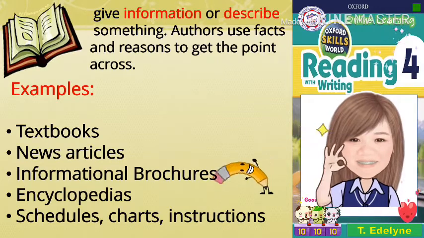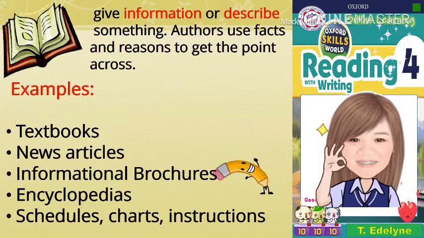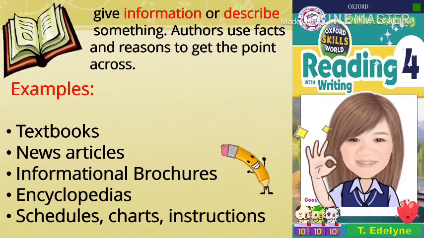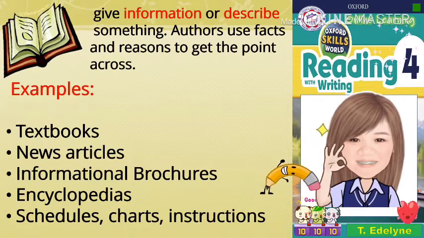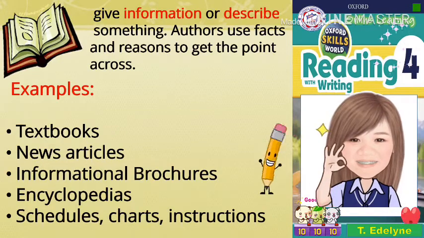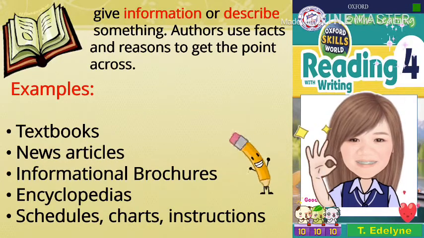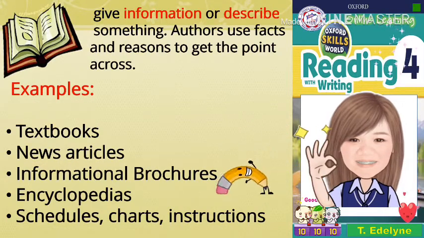First, textbooks. Of course, when you read the books, you can have a lot of information, right? Next, news articles. Where can you find the articles? Of course, it's in the newspaper. When you read the news, you can have a lot of information. Next, informational brochures. For example, it's about the company that you are working for, right? Next, encyclopedias. For example, it's all about the animals. And the last, schedules, charts, instructions. So these are the examples of inform.